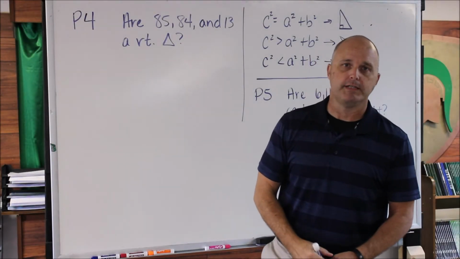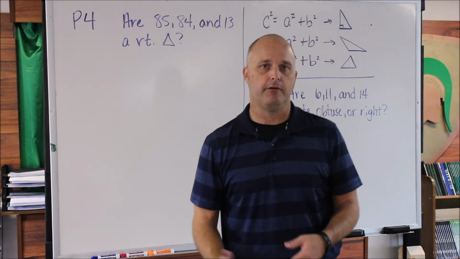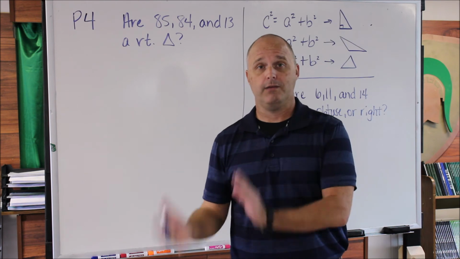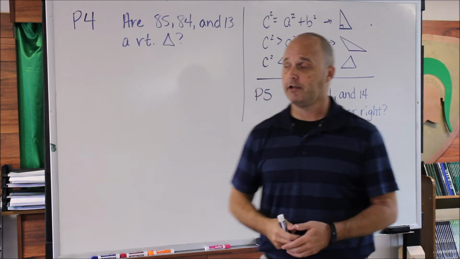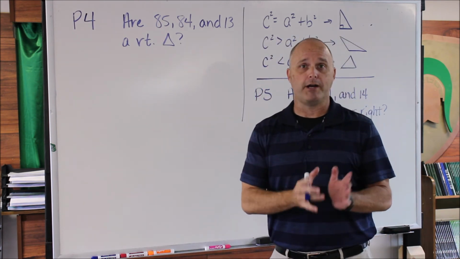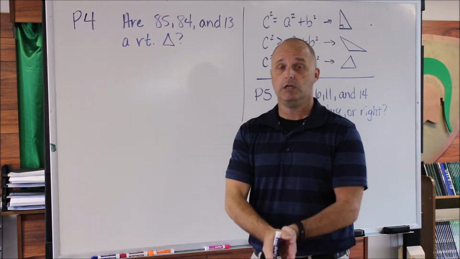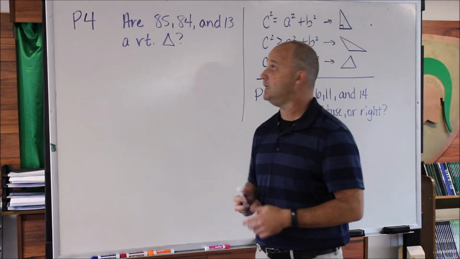In problem number 4, we're going to take the converse of the Pythagorean theorem and apply that. So that's going to be, if we're given a set of numbers, can we then determine if we've got a right triangle? So if we have a right triangle, we know that our a squared plus b squared is going to be equal to c squared. That's the key, that's going to be equal.